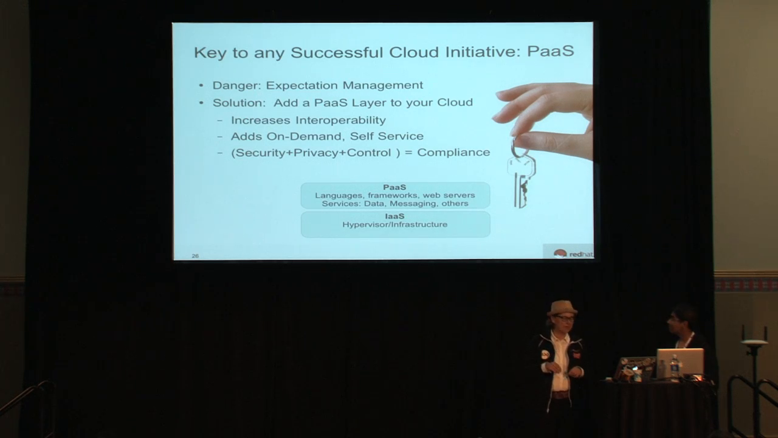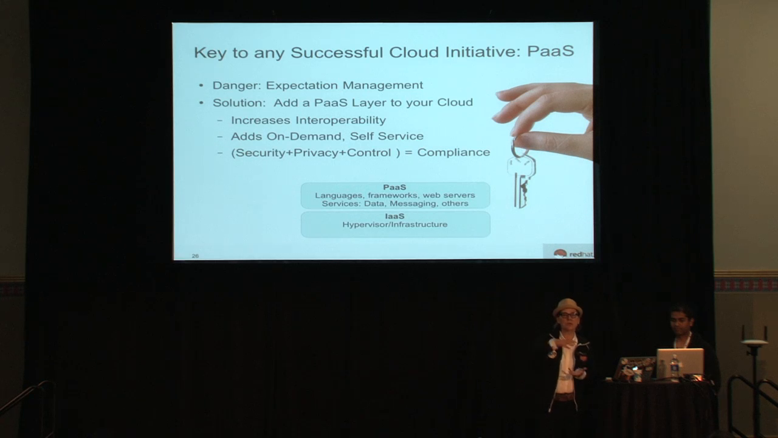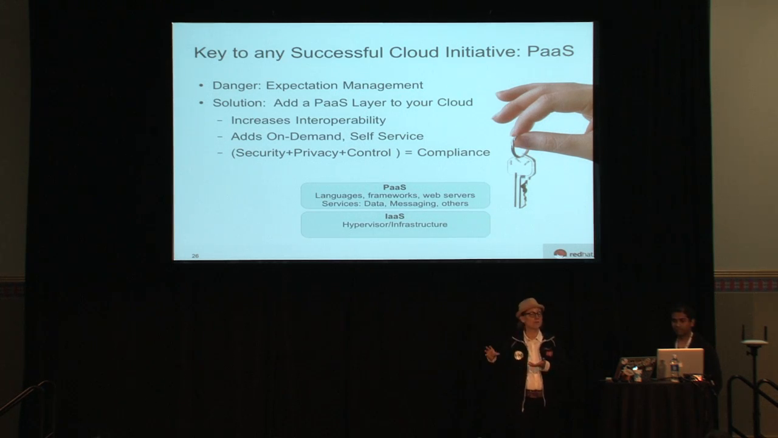The point that I'm trying to make while I play with this thing is that the key to any sort of successful cloud initiative is making sure that you include a platform as a service layer on top of that. So when you're putting your roadmap or your project plan together for your cloud initiative, you should always include a platform as a service layer, because people's expectations now have been set so that they expect to have all those services, and that the cloud is going to provide them the frameworks and the languages and the web servers automatically. And that's really an expectation of having a PaaS there on your cloud.